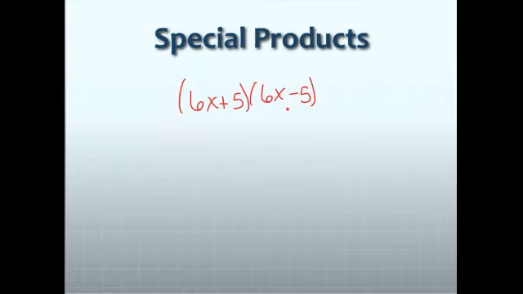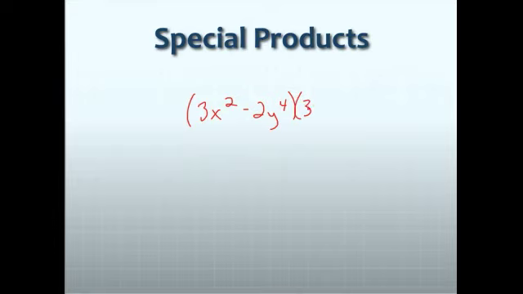Try another one real quick. 6x plus 5 times 6x minus 5. Now, if you see this on an assignment, on a test, anywhere, your eyes should light up because you know this one's going to be easy. We square the first term, 36x squared. We square the second term, 25, and we subtract. And you've multiplied that. There's no in between. Just go straight to there. Learn these patterns.